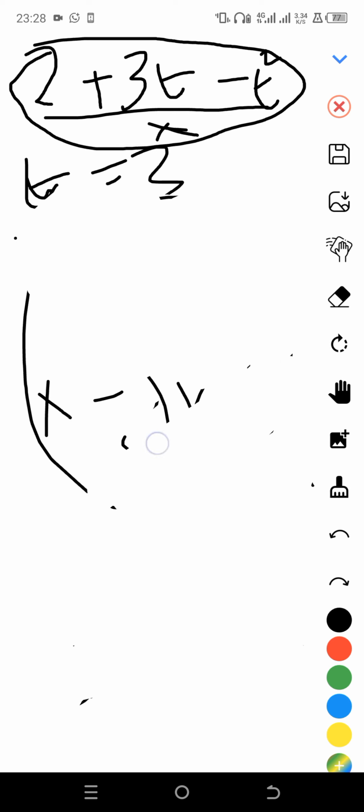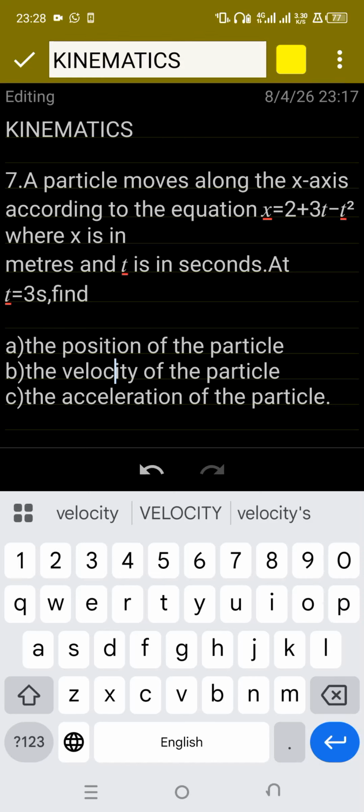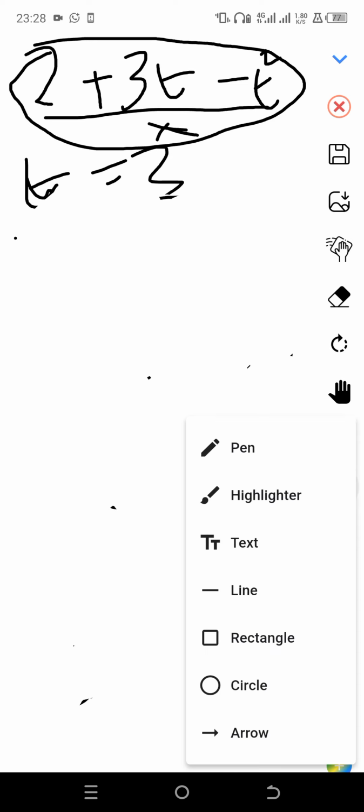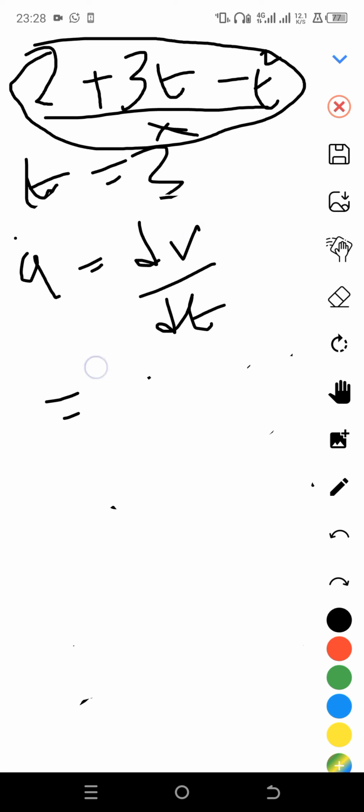Okay, now let's move on to question C. Actually, this was pretty long. Okay, question C now. Now we need to find the acceleration of the particle. We know that acceleration is just a change in velocity with time, right? And change in velocity with time, we said it is dv dt. So which means that we are going to take the second derivative for acceleration.